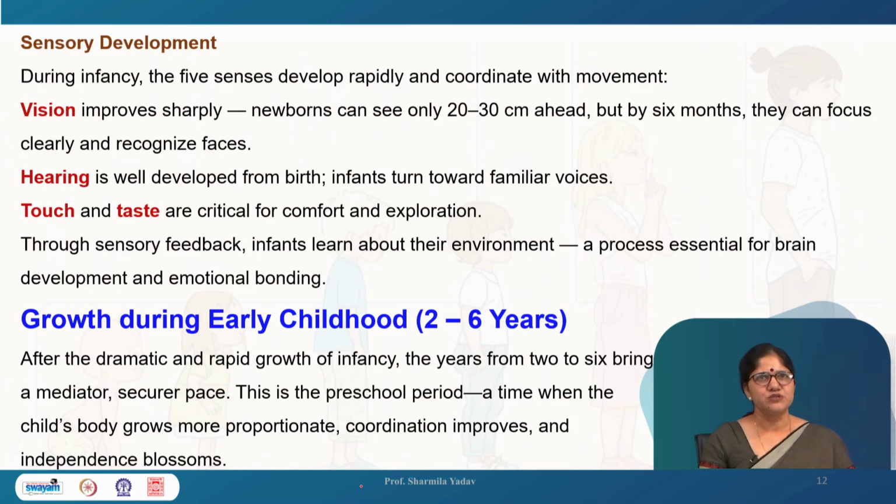Now we will see sensory development. During infancy, the 5 senses develop rapidly and coordinate with movement. Vision improves sharply. Newborns can see only 20 to 30 centimeters ahead, but by the age of 6 months, they can focus clearly and they recognize faces.